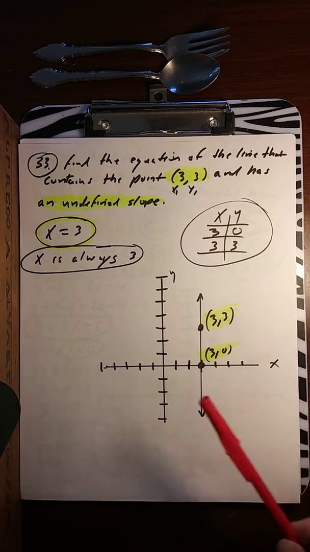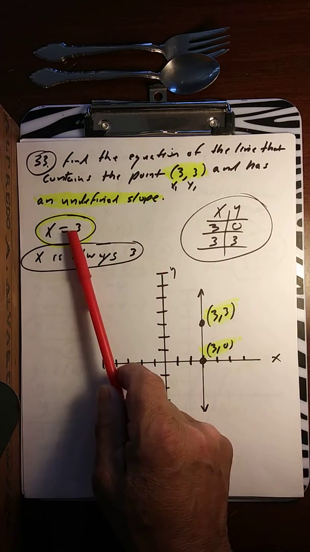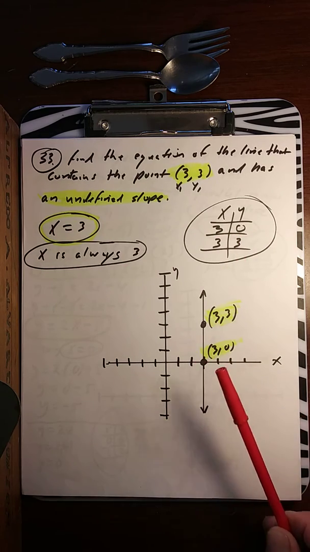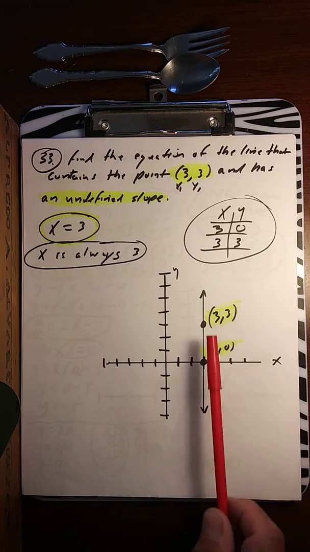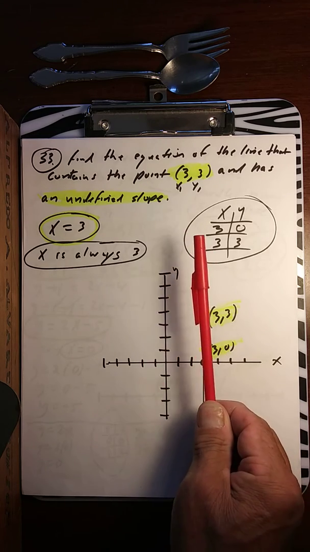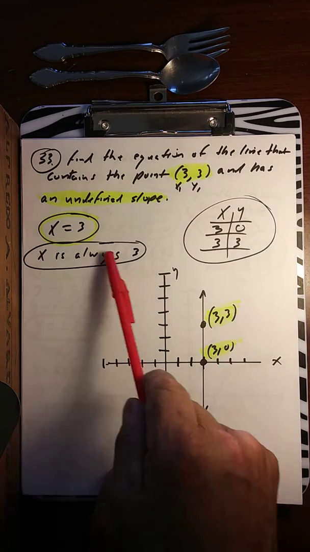Find the equation of the line that contains the point (3, 3) and has undefined slope. So that means x is always 3. Because (3, 0) and (3, 3) are going to be on this line. And it's going to be just a vertical line like this. And the slope of this is what? Undefined. So there's the equation. X is always what? 3.